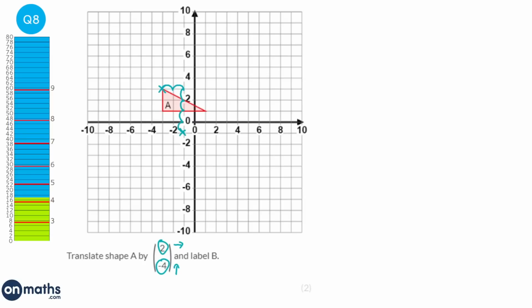And the next thing we need to do is draw in the shape. So that's the top left part of the shape. And so I'm going to draw in the shape, and it's 4 across.